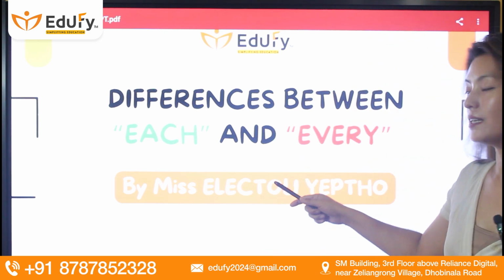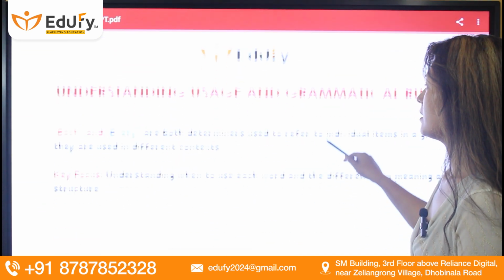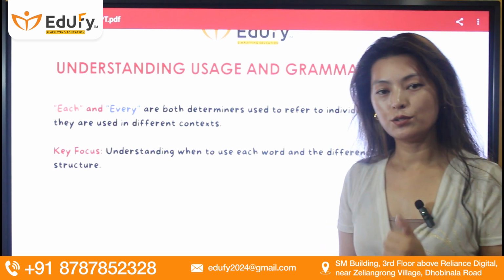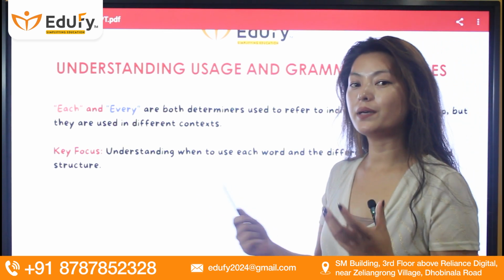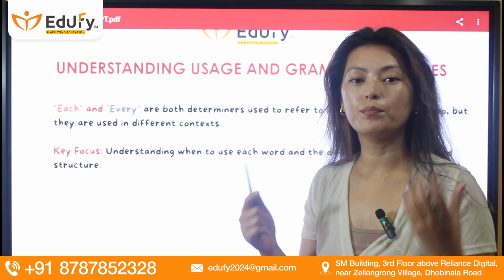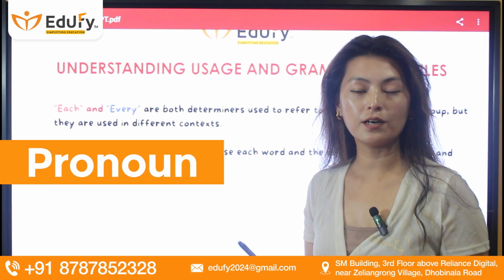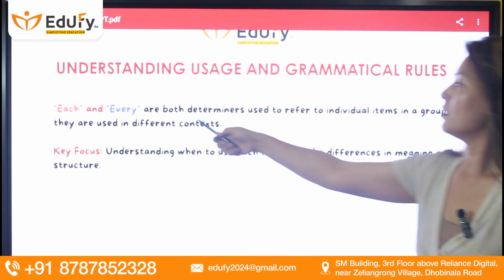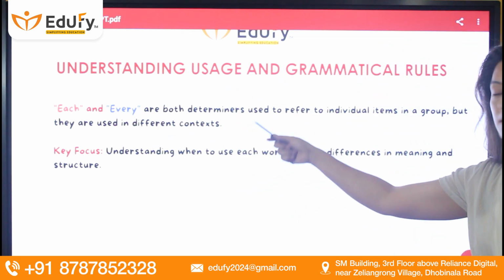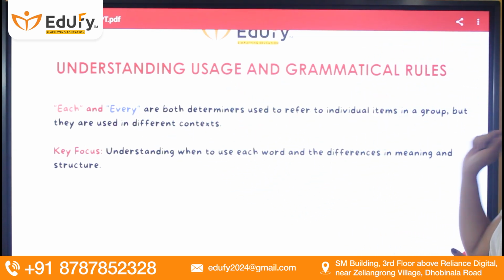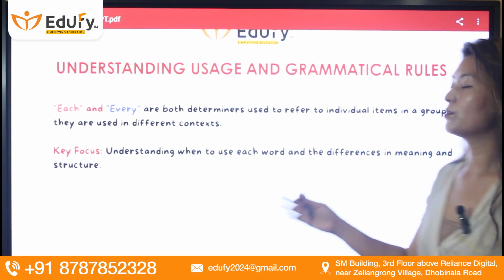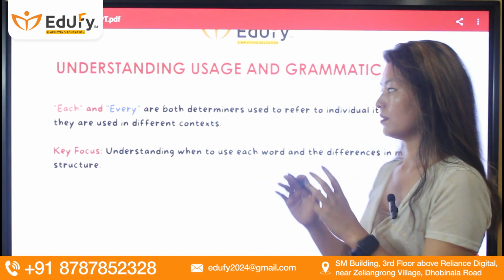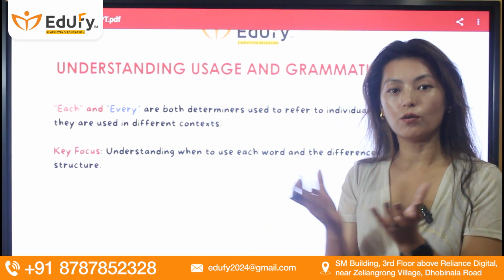So, first of all, let's begin with understanding the usage of each and every. When do we use it? Why do we use it? Basically, each and every can be used both as a pronoun and even as an adjective. Here we can see this. They are used as determiners to refer to individual items in a group and also to talk about groups, not just individuals but within all groups.